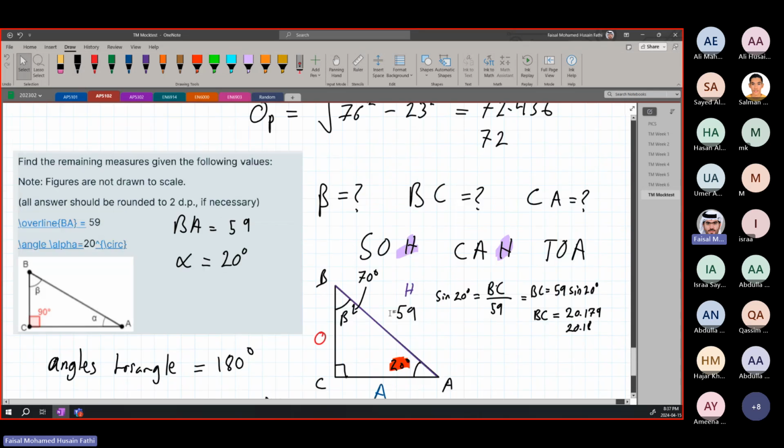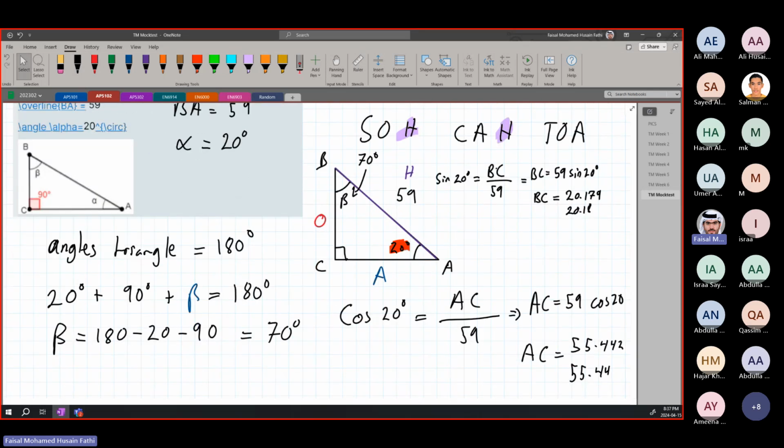And that's how you find all your sides and all your angles when you're given any triangle. Okay, moving on to the next question.